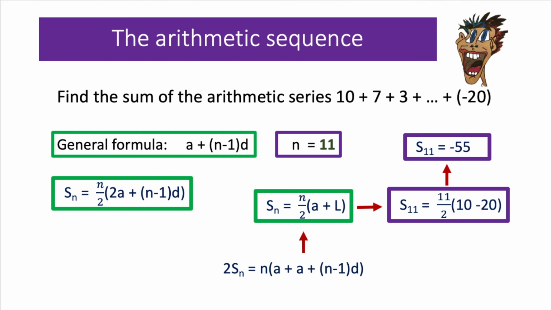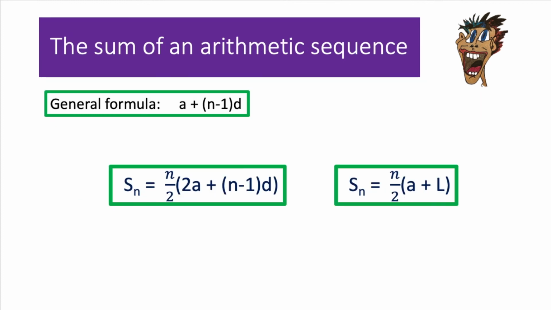So we've got two ways to find the sum of an arithmetic sequence. One way is if we don't know the last term, but we do know the difference, then we'd use this formula. This one, if we know the first and the last term, then this is a really quick way to do it.